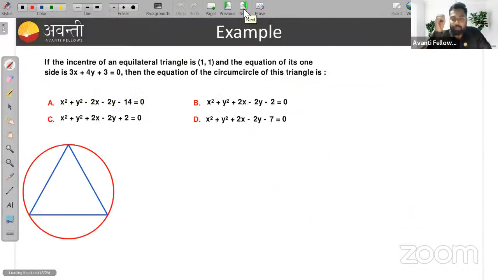Okay, suppose you have a question here. It's a question from JEE Main 2015. It's very simple, a question based on these very basic things. If the incenter of an equilateral triangle is (1, 1), so what do you mean by incenter? Who can say what you mean by incenter? What is incenter?